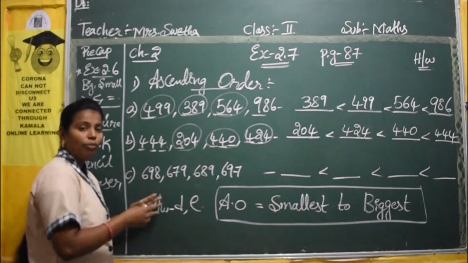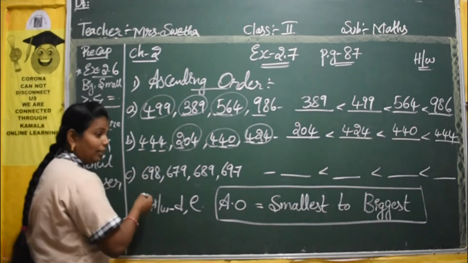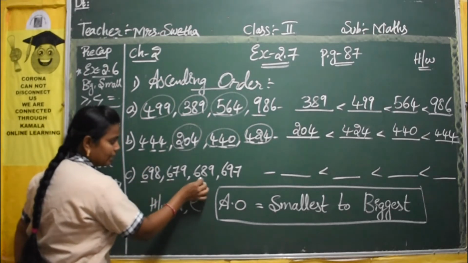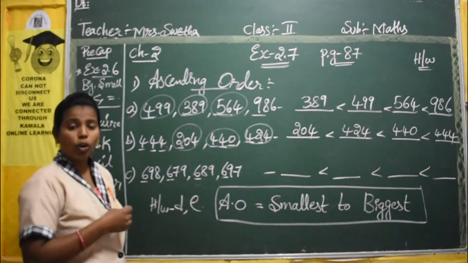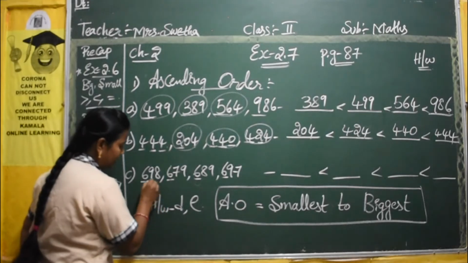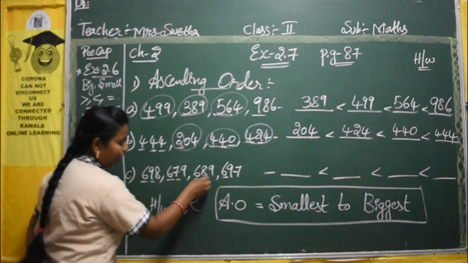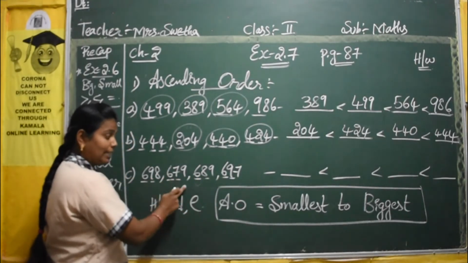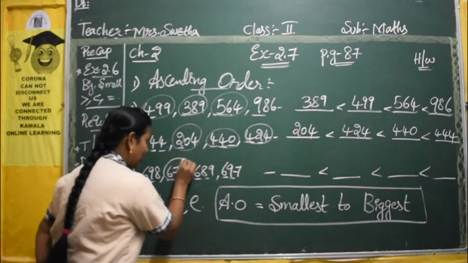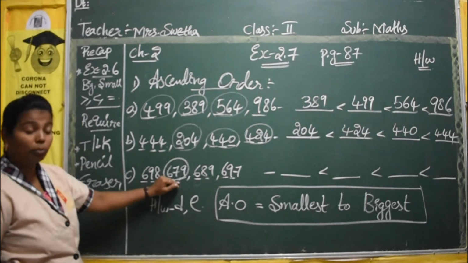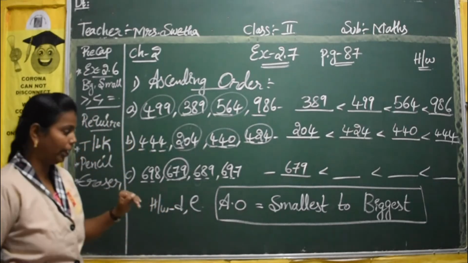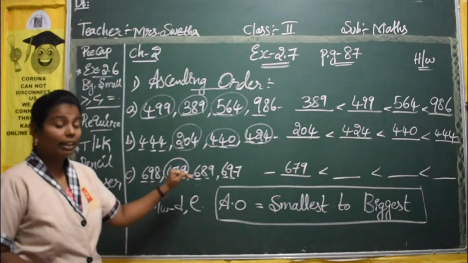See, for the third one we have to check the same as the previous one. Now check the first number: 6, 6, 6, 6. All the 4 set of numbers start with 6 only. So we will move on to the second digit: 9, 7, 8, 9. From 9, 7, 8, 9, which is the smallest one? 7. So this set of number will become the smallest one. That is 679. Okay. Now we will move on to the next one.